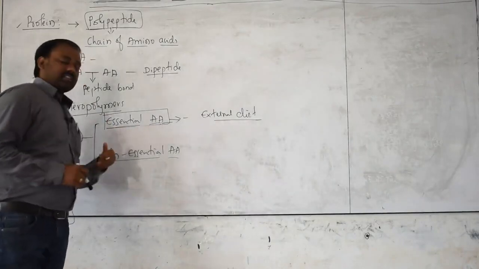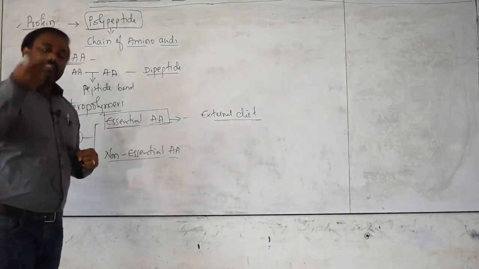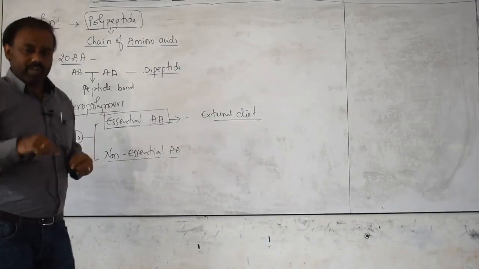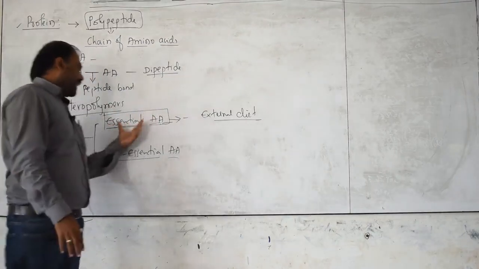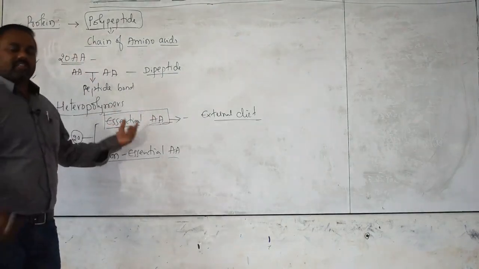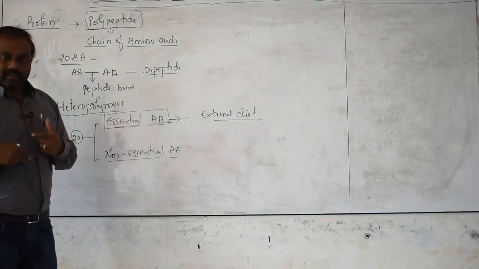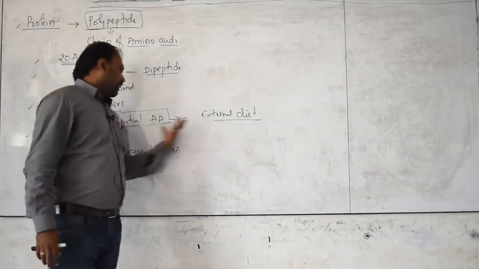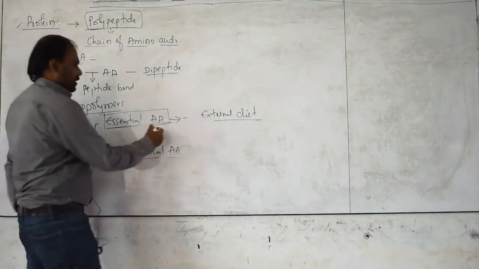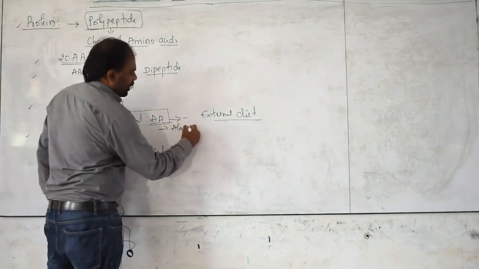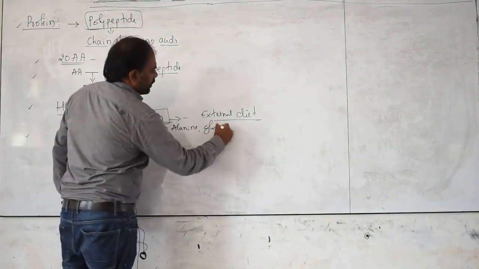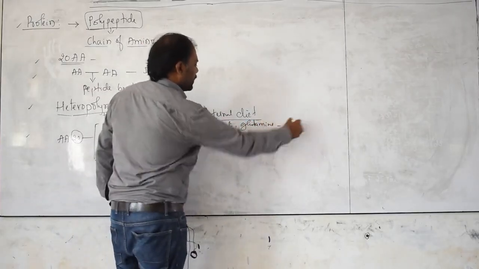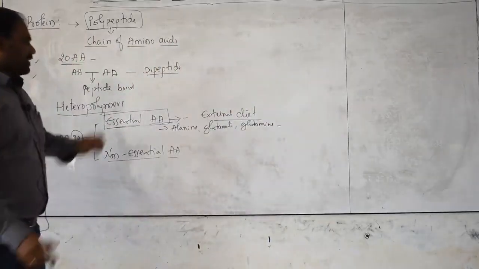Why are they called essential, why are they needed? Because they are not produced within our body. So for that reason we need to take these amino acids through external diet, along with the food we eat, so they are called essential amino acids. Some of the examples are alanine, glutamate, glutamine. Yes or no? So these are some different essential amino acids.